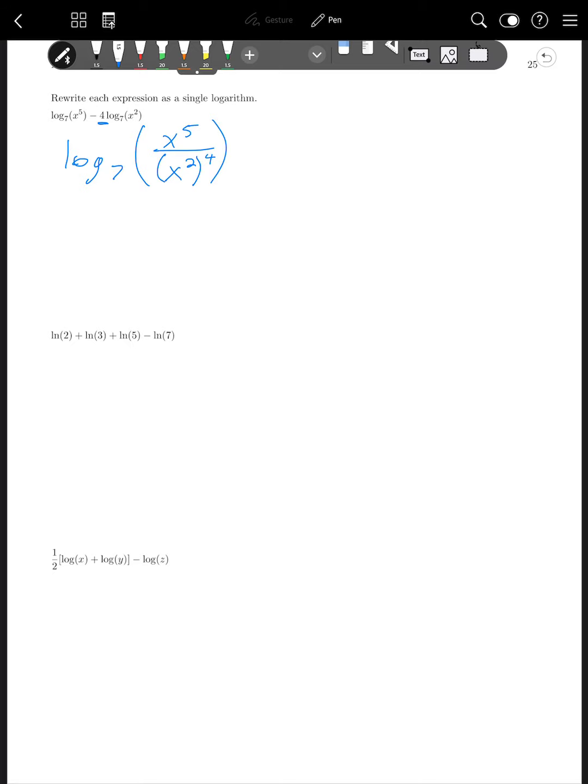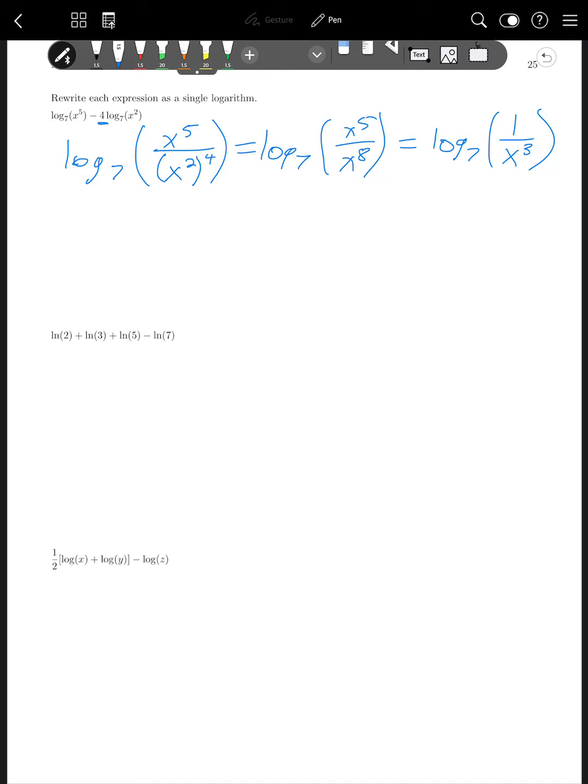And now, if we want, we can simplify that a little. So this is log base 7 of x to the 5th over x to the 8th. And then we can cancel out 5 x's, so this is log base 7 of 1 over x to the 3rd.